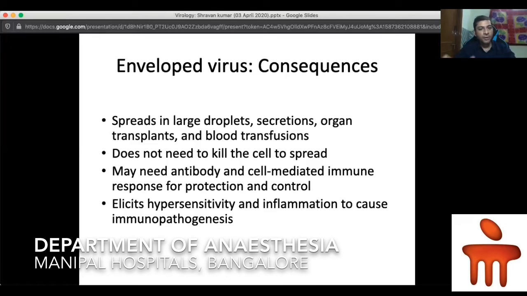The consequences of an enveloped virus would be that they are transferred via large droplets, secretions, organ transplants, and blood transfusions. A very good example of this would be the human immunodeficiency virus and the coronavirus. It does not need to be killed in order to spread. And here, unlike the naked viruses, not just the antibody, but cell-mediated immune response is also important for protection. This also elicits a hypersensitivity kind of reaction.